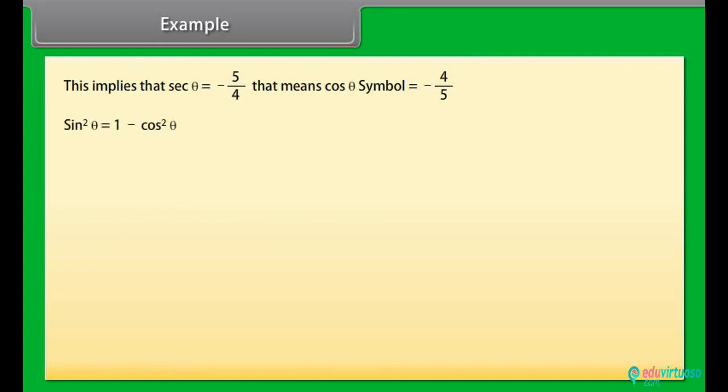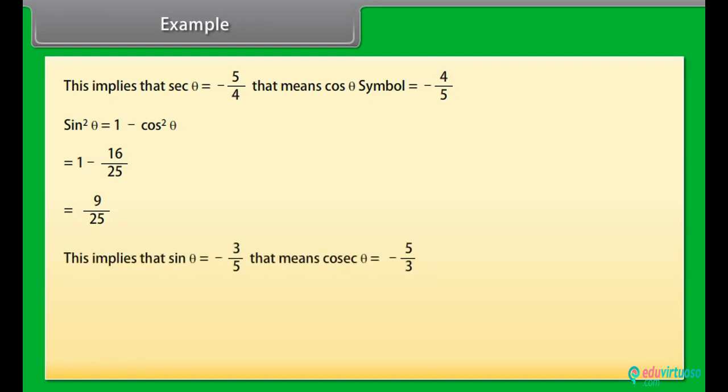Sin square of theta is equal to 1 minus cos square of theta, is equal to 1 minus 16 by 25, is equal to 9 by 25. This implies that sin of theta is equal to minus 3 by 5. That means cosec of theta is equal to minus 5 by 3.